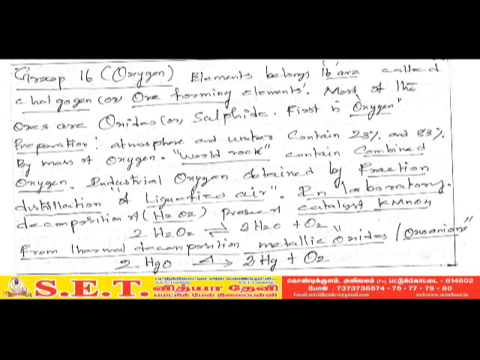Another method is thermal decomposition of a metallic oxide. In this method, mercury oxide is heated to give the metal alone and oxygen.